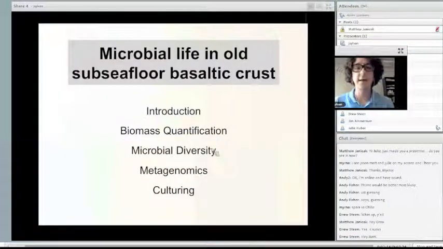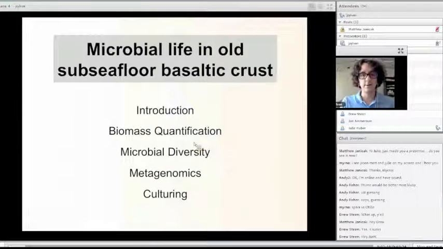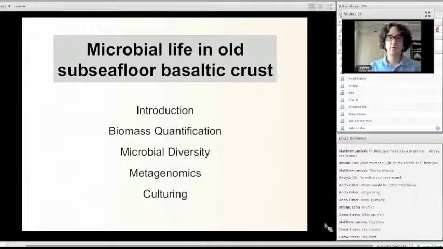So after a brief introduction, I'm going to be talking to you about some work that I've been doing over the last few years, trying to develop methods for biomass quantification with samples of subseafloor basaltic crust, and then looking at microbial diversity and metagenomics from the same samples. And I'll finish up with a brief section about some culturing work that I've been doing.